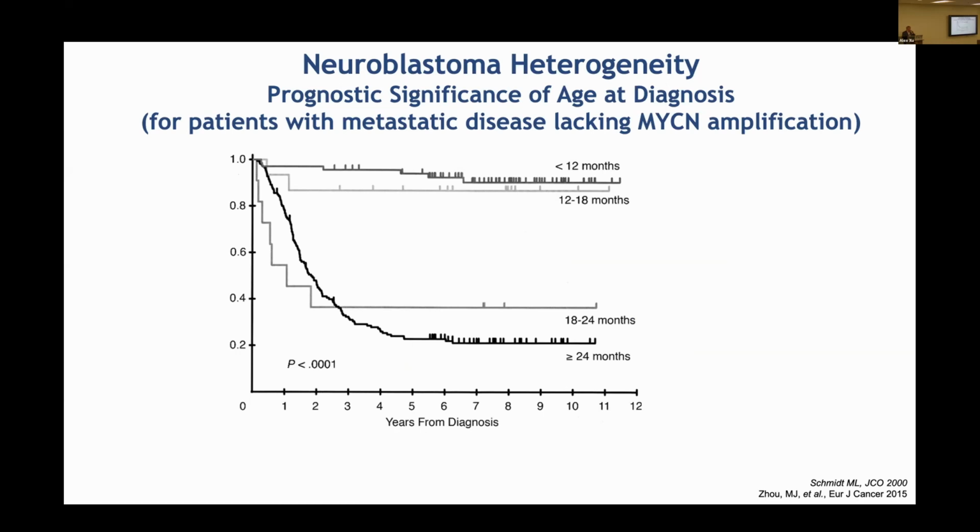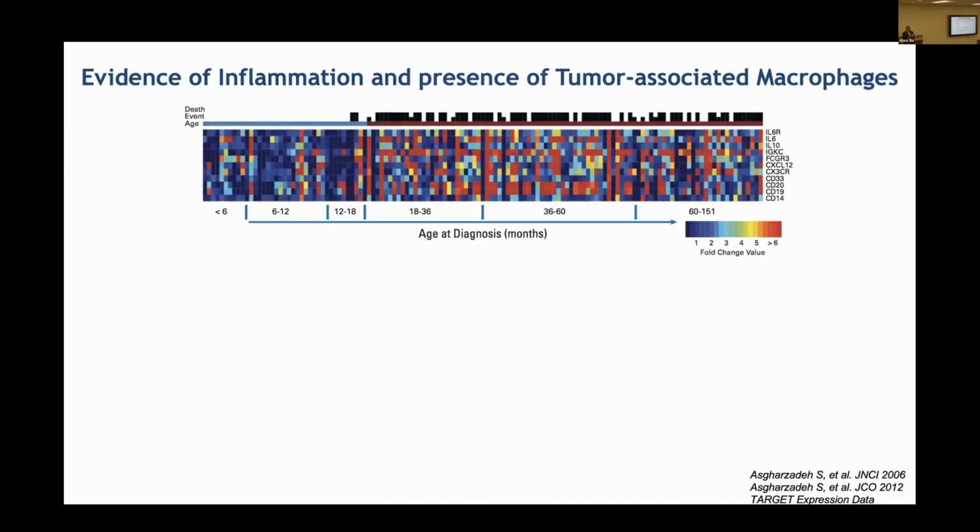So many years ago, when I was a fellow, I was interested in figuring out why kids who are older than 18 months at diagnosis get this really bad tumor. And we did some gene expression analysis with gene arrays back then and RT-PCR.